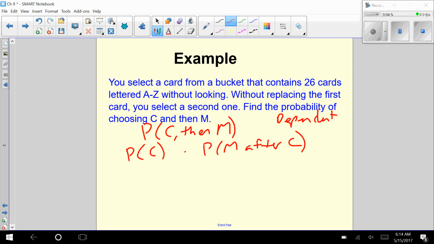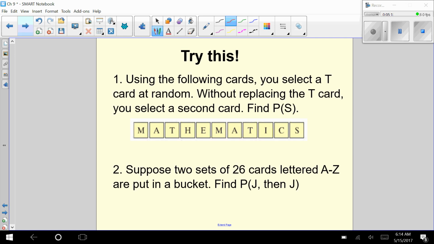The probability of a C is 1 out of 26 because there's a 1 C and there's 26 options. Probability of M after C, well, there's one M, and now there's only 25 cards because I took one out. So now I multiply these two together, I get 1/650th as my probability. So I want you to try these two examples on your own.